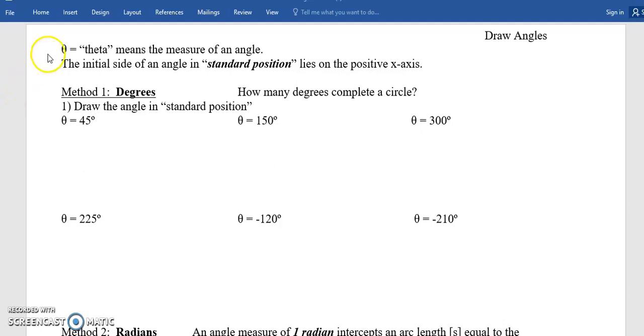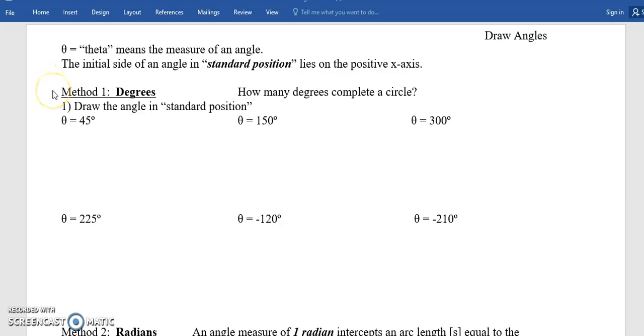The Greek letter theta means the measure of an angle, and we need to have a common, consistent way that we draw angles. The initial side of an angle in standard position lies on the positive x-axis. So that is how we're always going to start our angle: put the initial side on the positive x-axis. That way we're consistent every time.